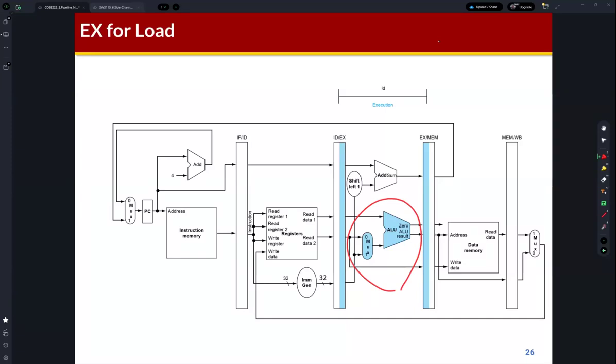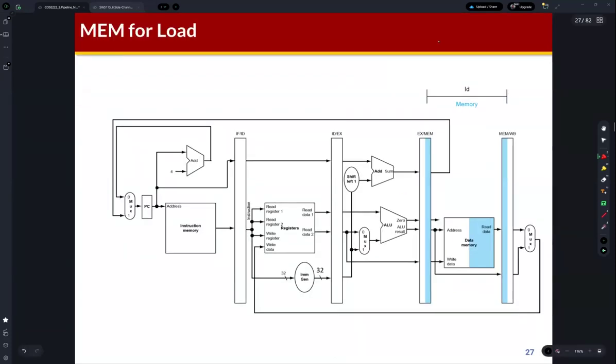And then for the load instruction, the ALU will calculate the address by using RS1 plus immediate. So this is the offset, which will be computed by the ALU. Then you can also find that the result is given to the EX and memory pipeline register, which means this result is also sampled by the clock signal. So on the rising edge of the clock, this result will be sampled and then given to the memory.